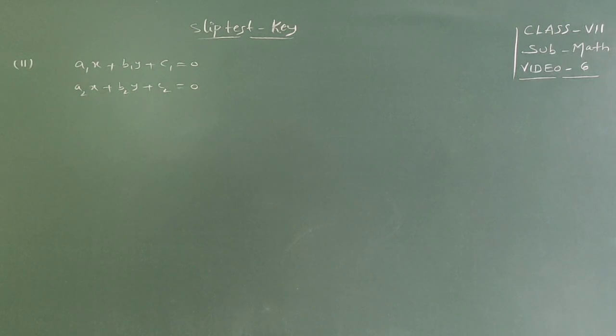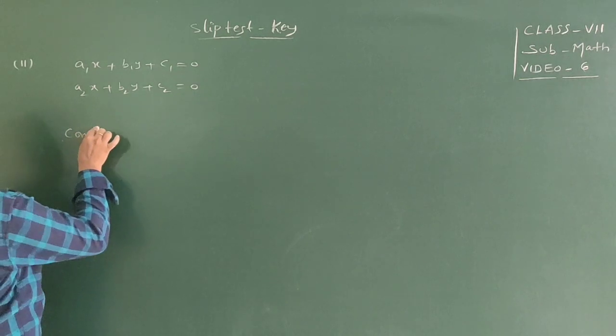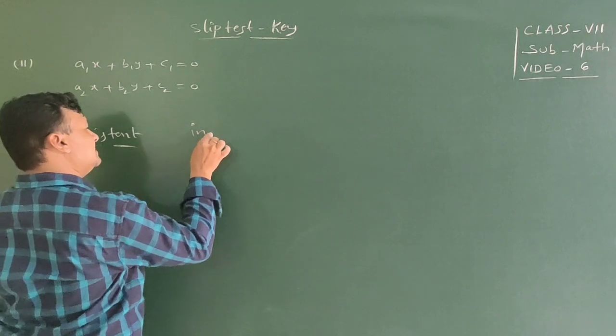Now the 11th question. The system of simultaneous equations a1x plus b1y plus c1 equals 0 and a2x plus b2y plus c2 equals 0. Here I give 3 conditions. Out of the 3 conditions, I asked 2 in the exam. Here they are: consistent, inconsistent.